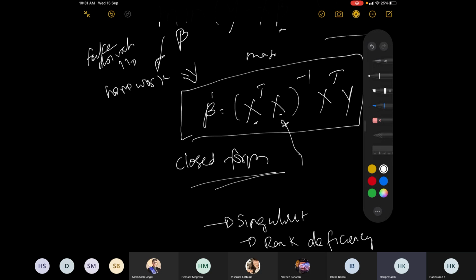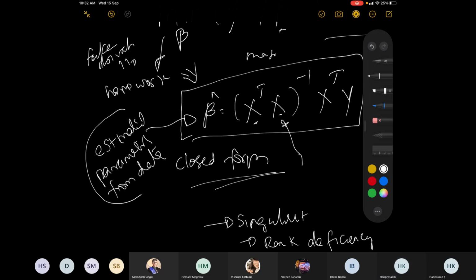So you might see people putting a hat over here. It essentially means that these are estimated parameters from data. They are estimated based on the data, which means that if you take a new x, this beta might vary. It is just an estimate, not a truth value. That's why in statistics, all estimated values are given with a hat symbol.